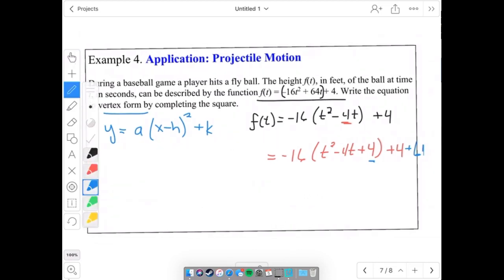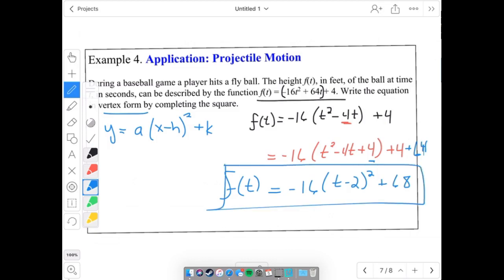Give myself a little more room. So that means our problem right now looks like negative 16. I can factor that piece down to t minus 2 squared, plus 68. And that is what our problem would look like. So we would have a negative or an upside down parabola that would have a y-intercept of 68. So this would be our final solution there.